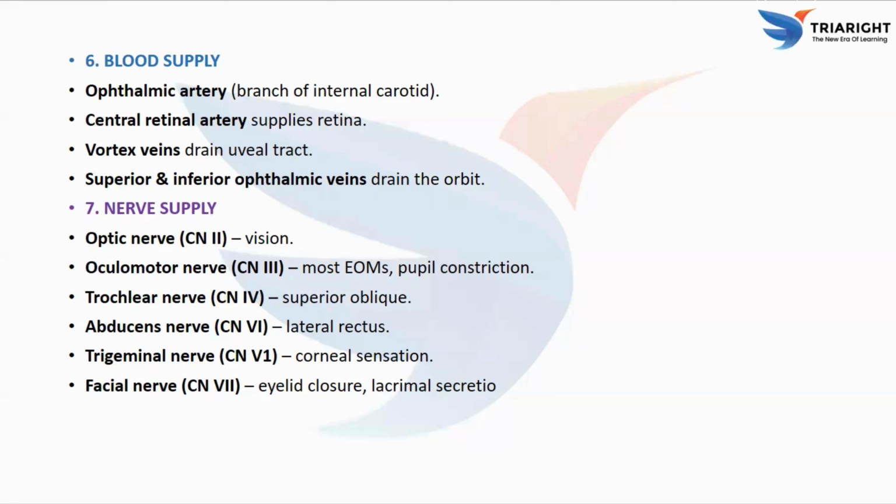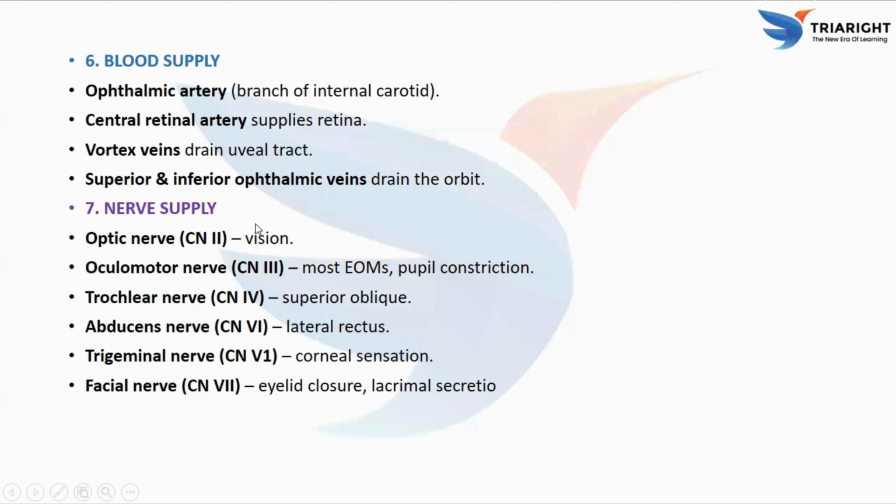Okay. So next, how is the nerve supply done to the eye? The eye is controlled mainly by cranial nerves 2 to 7. How does it supply? The optic nerve, the second cranial nerve. What is the function? Vision. It carries the visual signals from the retina to the brain. What are the relevant diseases? Optic neuritis, glaucoma, and also optic atrophy.